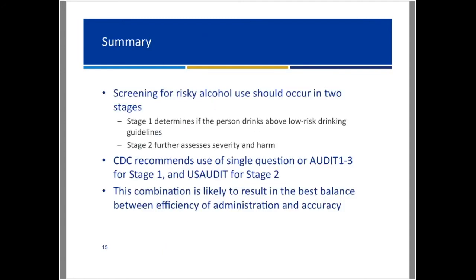So in summary, screening for risky alcohol use should occur in 2 stages. Stage 1 determines if the person drinks above the low-risk drinking guidelines, and Stage 2 further assesses severity and harm. The CDC recommends use of the single question or the AUDIT-1-2-3 for Stage 1 and the U.S. audit for Stage 2. This combination is likely to result in the best balance between efficiency of the administration of the screeners and the accuracy of the screening.